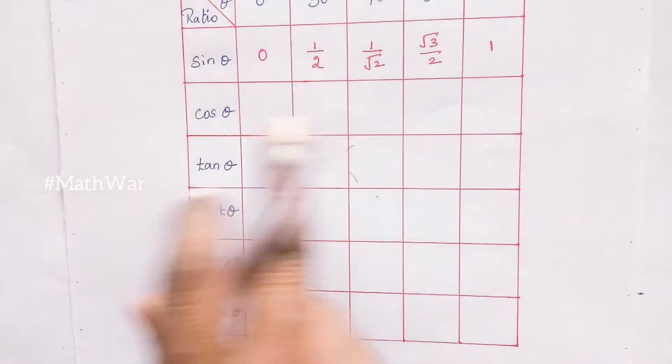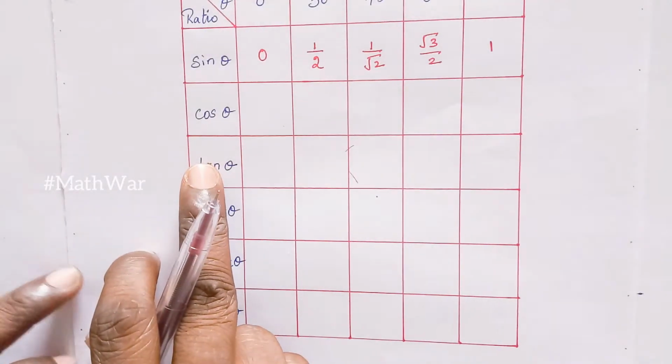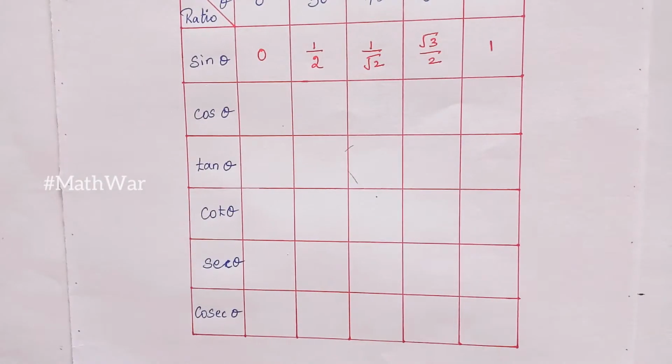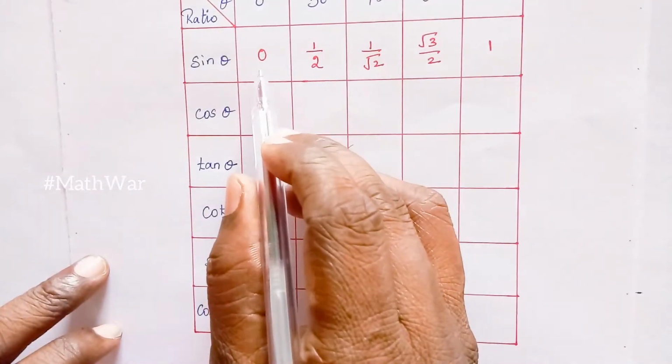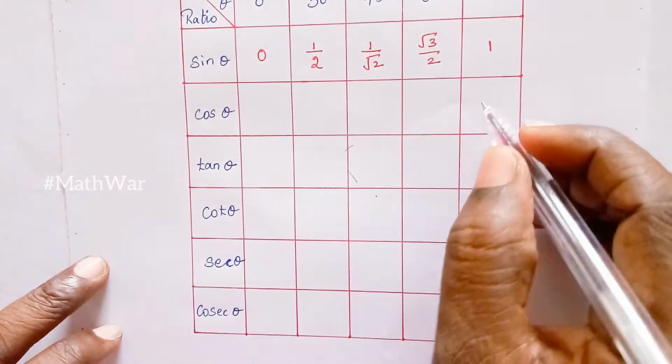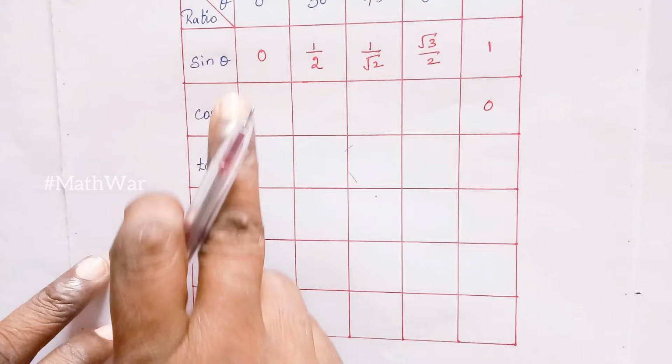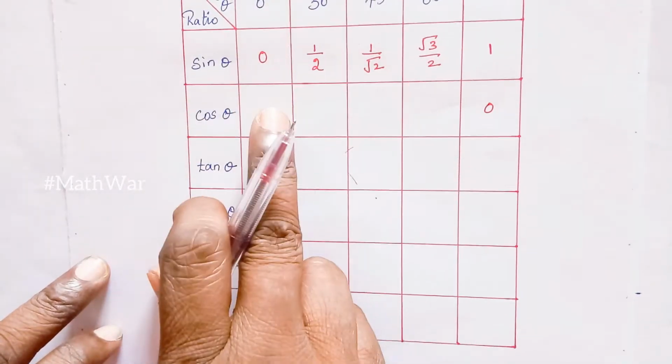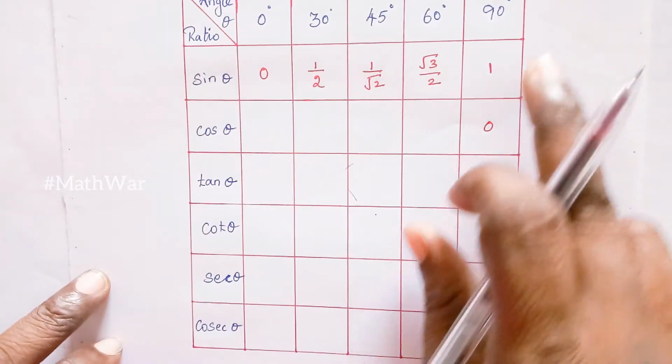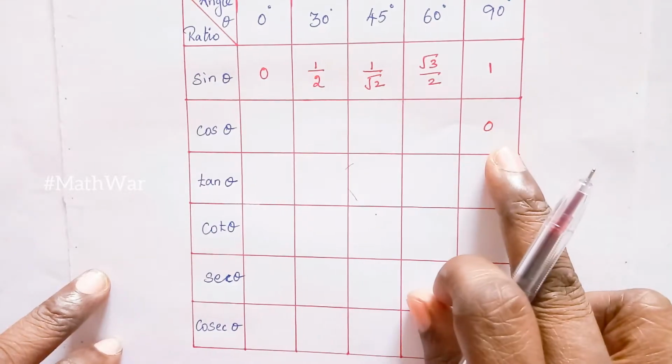Now cos theta is nothing but the sin values written in reverse order. Here 0 is the first value, that we should write here. 0 is the first value, that is sin 0 degree is 0. We should write it as cos, that is cos 90 degree as 0.